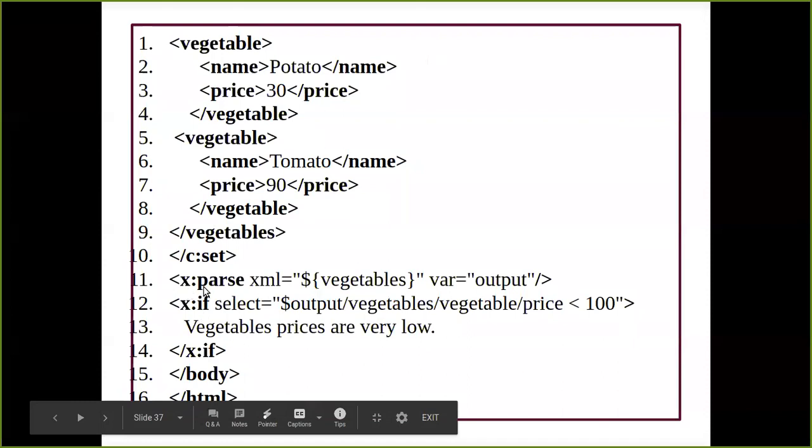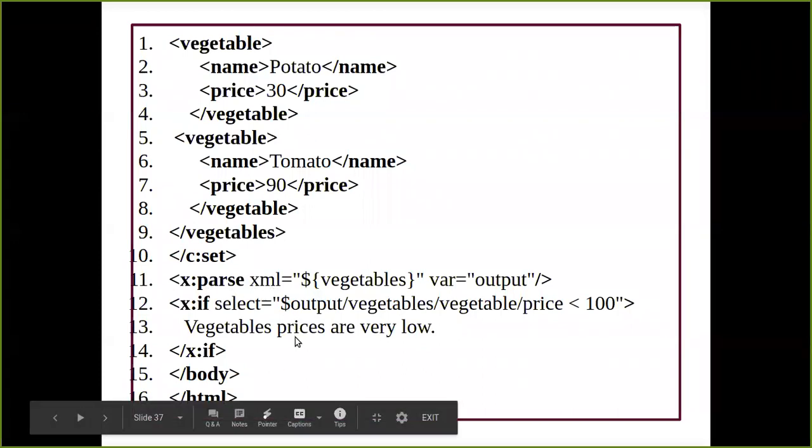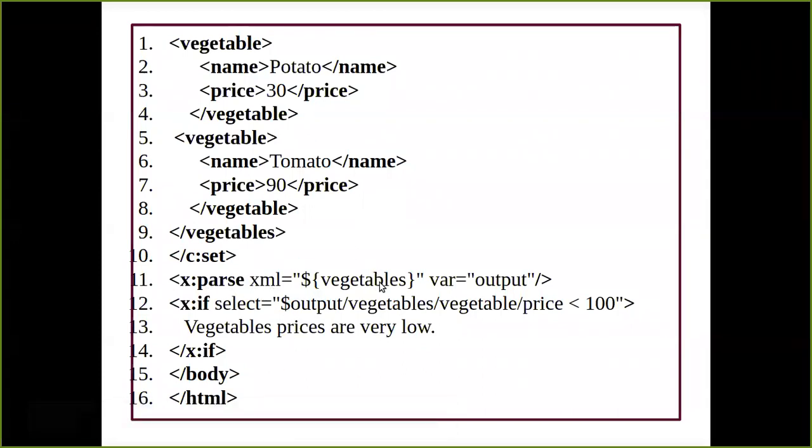Now what we are going to write, we are going to make use of parse. We have an attribute called XML. That means it is going to first parse, or you can say search, that variable. What is the variable? We have the value, that is vegetables. So we can call it inside expression language.